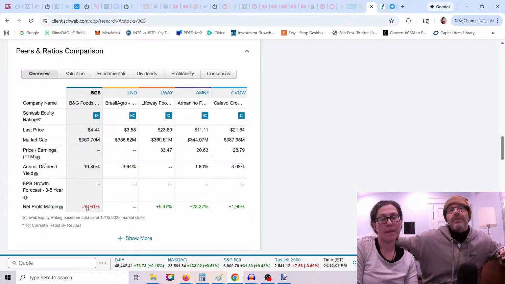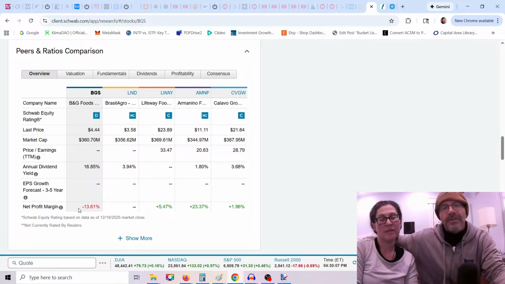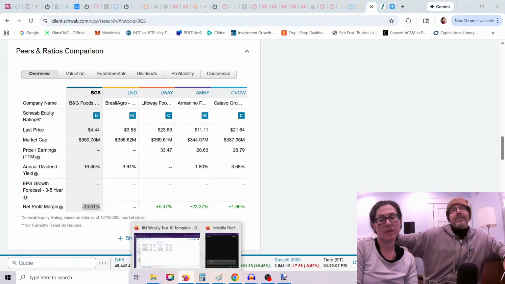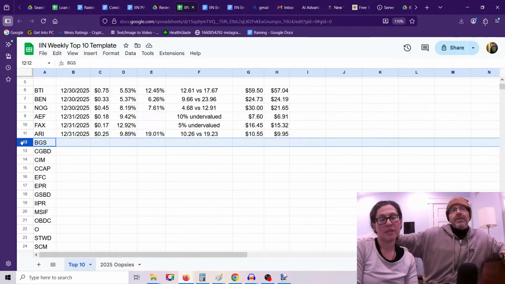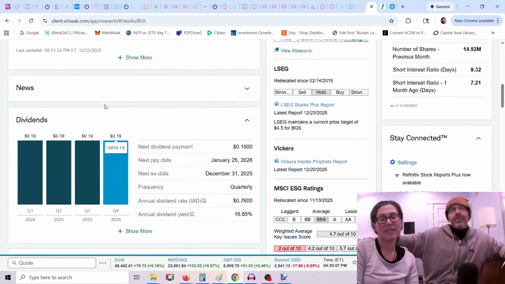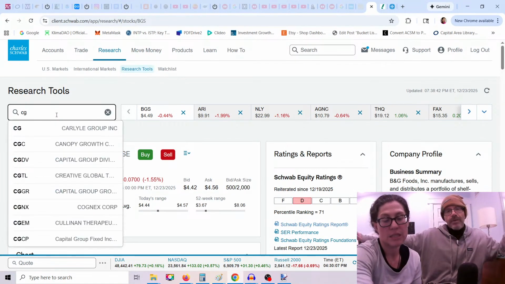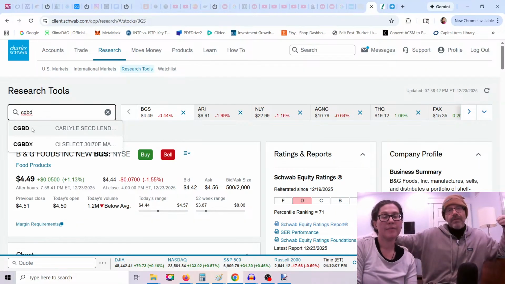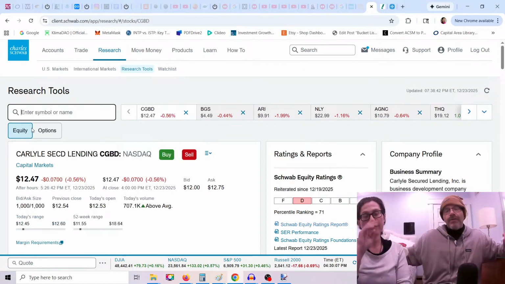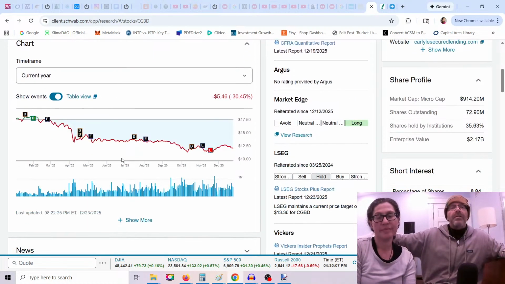There you go. Net profit negative. Any time that this is negative, I just nix it automatically. I wanted you guys to see what a really bad financial situation looks like, and that's one of them. Because regardless if it's a REIT or BDC or anything like that, if their net profit is negative, they don't have enough money to pay their dividend. They have to get the dividend from somewhere.